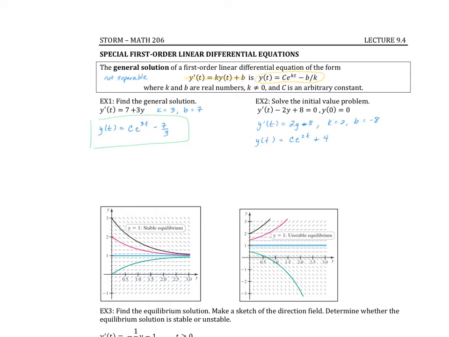And then we have our initial condition that y of 0 is equal to 0. So if we have 0 is equal to our constant, e to the 0 is just 1, plus 4, that tells me that my constant is equal to negative 4. Our specific solution would be y of t equal to negative 4 e to the 2t plus 4.